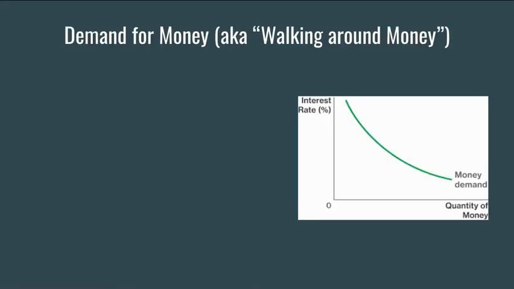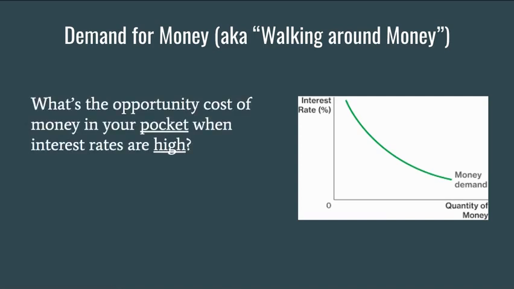I'm going to walk through it one more time. So if you think of money demand as walking around money, hopefully it helps, right? So walking around money is money that you need for walking around the stores. So it would be cash or money in your checking account. So what's the opportunity cost of money in your pocket when interest rates are high?